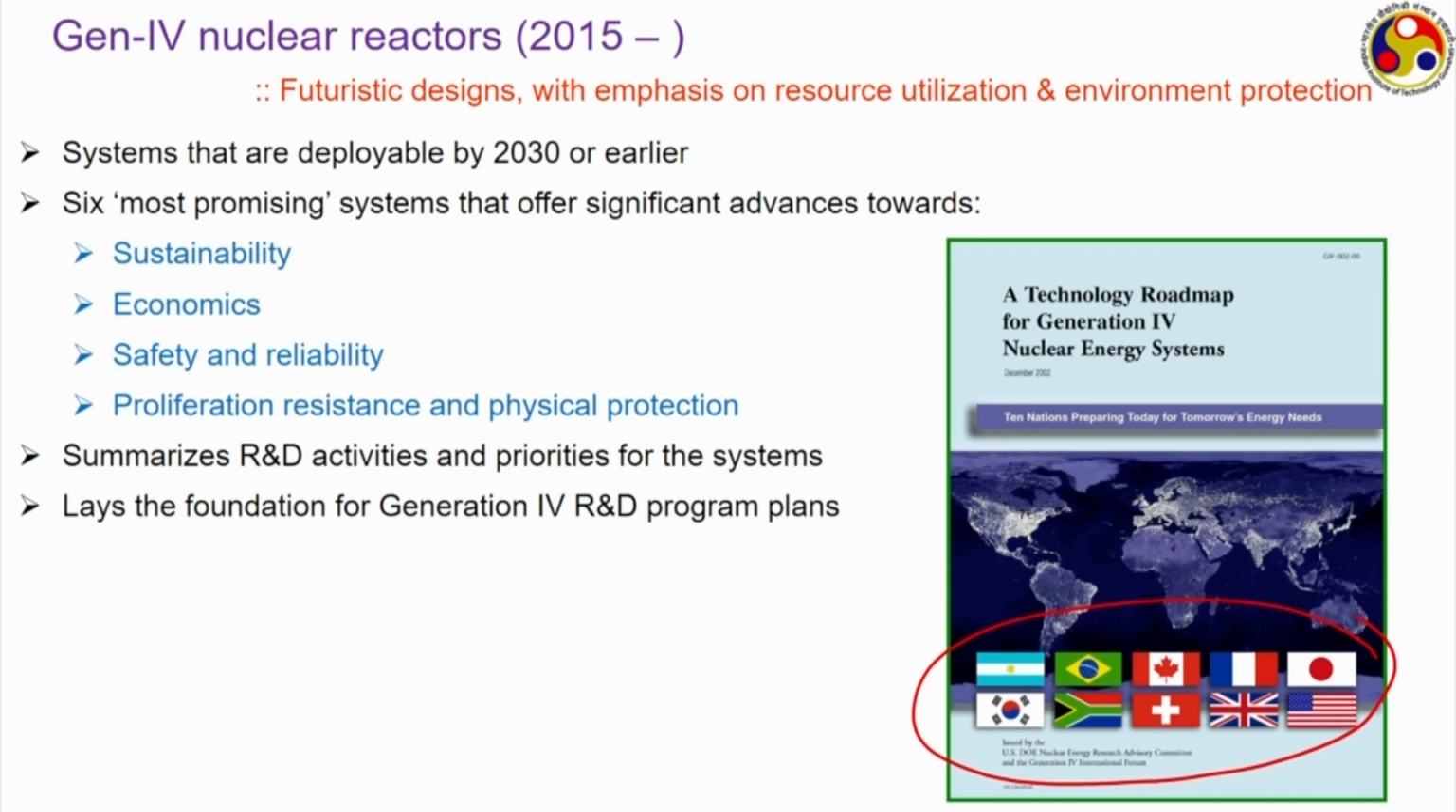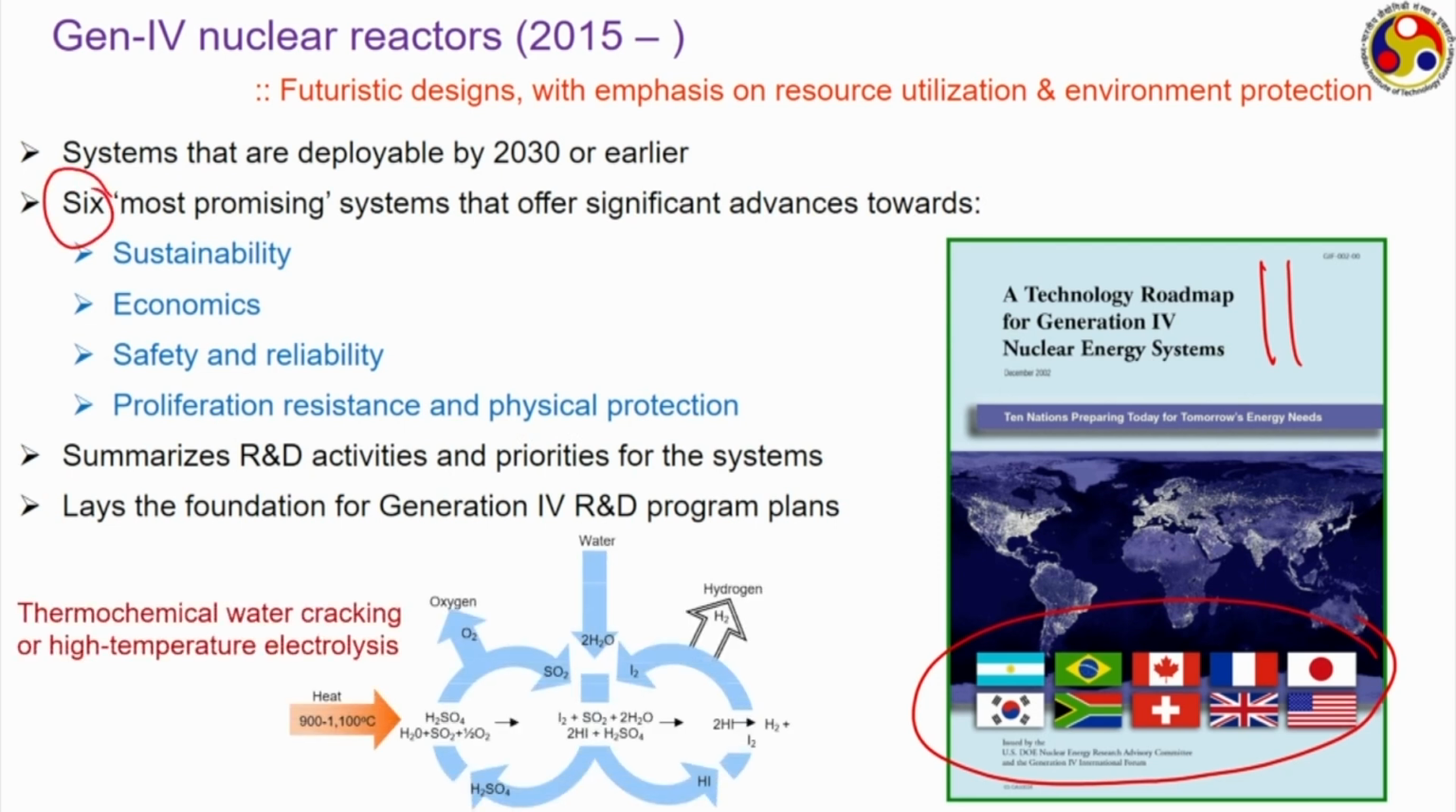They are discussing among themselves and exchanging ideas about different possible Generation 4 designs, and then they have set a roadmap, this technology roadmap, about how Generation 4 reactors can be commercialized. So, the 6 designs that I have mentioned have come from this GIF, which we are going to discuss.